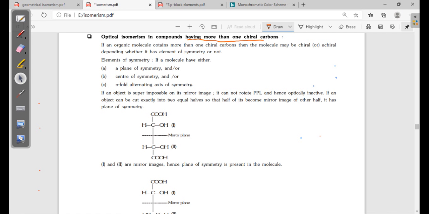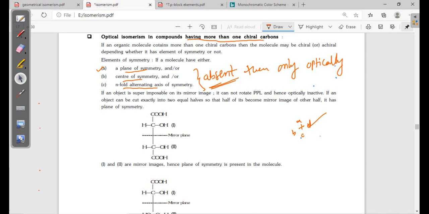If only one chiral carbon is there, it is always optically active. Only one chiral carbon means A, B, C, D are attached, so always optically active. If more than one chiral carbon is there, it may or may not be. So further conditions: plane of symmetry, center of symmetry, and n-fold alternating axis of symmetry should be absent. These three absent, then only optically active.